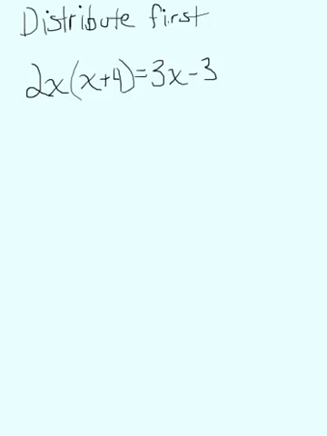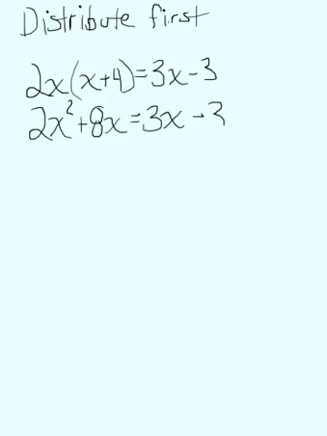Distribute there. We will get 2x squared, then what? Plus 8x equals 3x minus 3. We still have to get one side to be what? 0. You had the note: you always want your x squared to be positive. Subtract 3x. We want to move the 3x and the negative 3.